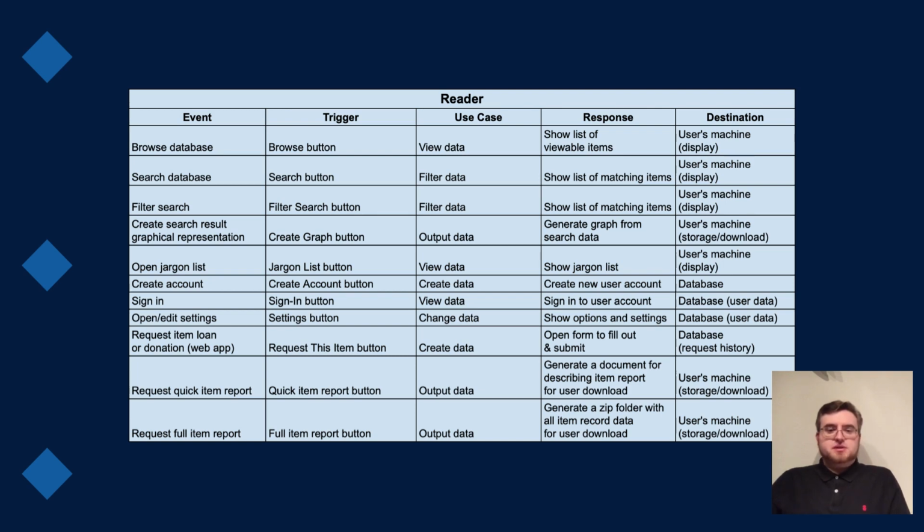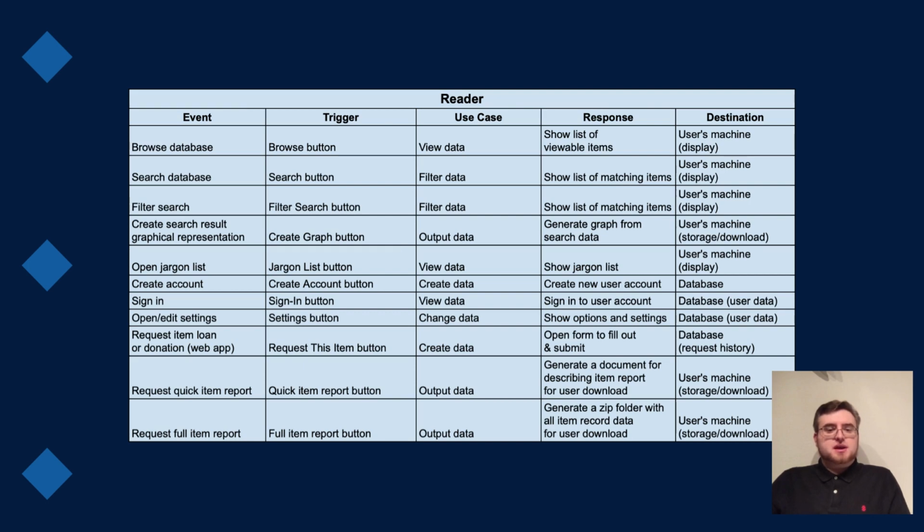Our program has a feature that I've dubbed the jargon lists. These are lists of terminology for specific fields of interest, intended to allow users greater understanding of item descriptions. Relevant jargon lists are linked to item records. Readers may initiate an event to view these lists.